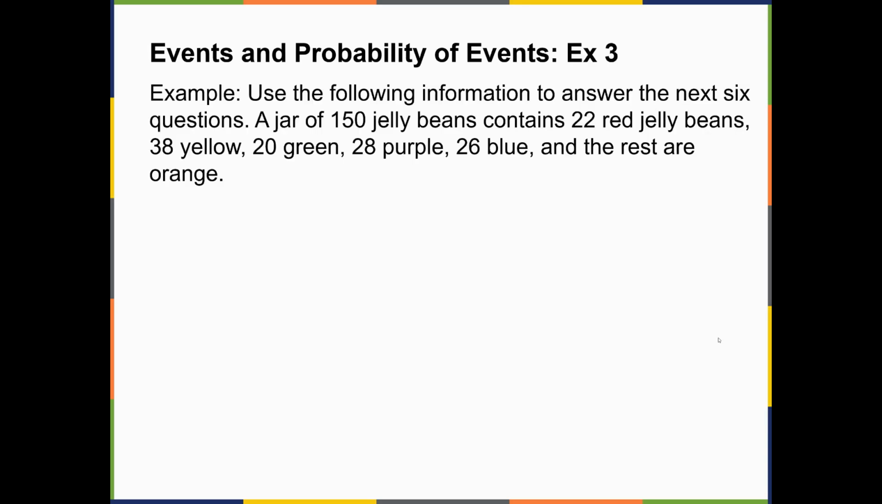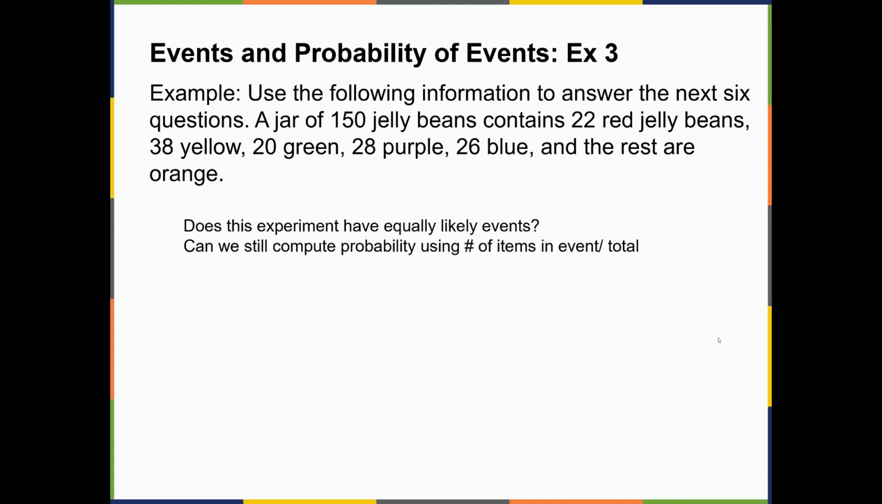All right, let's do another example. Let's use the following information to answer the next 6 questions. A jar of 150 jelly beans contains 22 red jelly beans, 38 yellow, 20 green, 28 purple, 26 blue, and all the rest are orange. First, before we jump in, does this experiment have equally likely events? Can we still compute the probability using the number of items in each event divided by the total? I want you to pause the video and think about this for a second. Does this experiment have equally likely events?